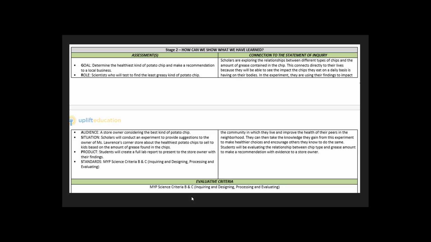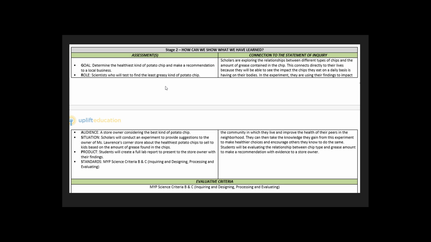Here we see the project. I apologize, it's split between 2 pages. We see the project for Unit 1. This is where students determine the healthiest kind of potato chip by smashing it on a piece of paper and determining which one leaves the largest grease stain behind.